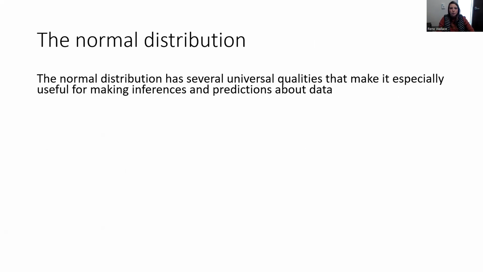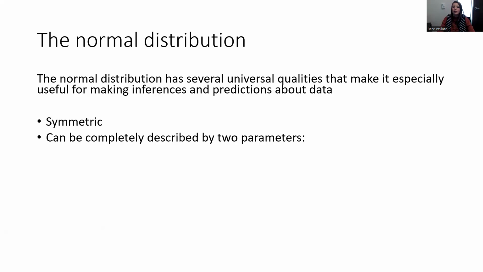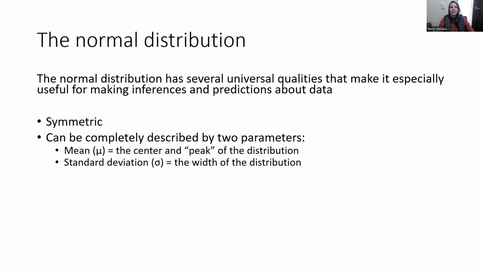So the normal distribution has a bunch of universal qualities that make it really useful for making inferences and then making predictions about data, right? Because again, that's what we're doing as psychologists or as researchers. We're trying to do this study so that we can then maybe predict this would continue to happen in the future if these qualifiers were met or these conditions were right. So some facts that are true about the normal distribution is that it's symmetric, and that it can be completely described by the two parameters mean and standard deviation.